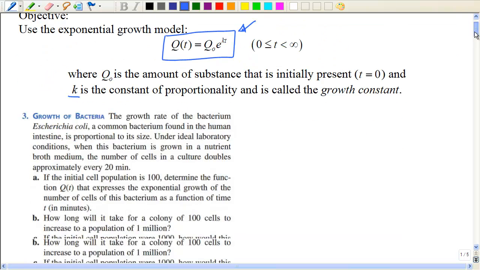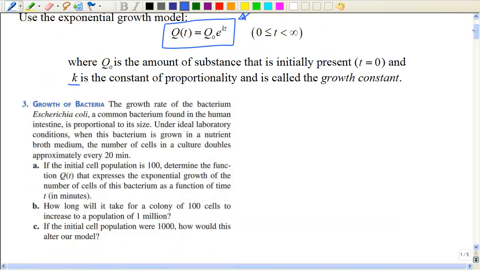That model can be used to talk about the growth of bacteria, the half-life of plutonium, to money situations. Many different models use this function. So let's talk about how we can use that function. The first problem, we talk about bacteria that's growing. It's proportional to its size of growth.